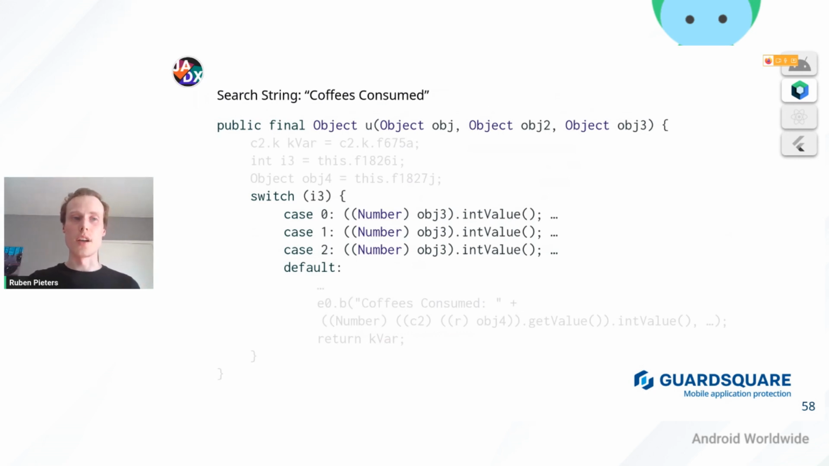And so if in my sample application I look for a string that might be interesting, like coffees consumed, for example, we're going to see this function u. It has an object output type, it has some object input types, and then we have the switch on i3 and so on. And eventually, in one of the cases, we have this coffees consumed string. So this isn't code that was literally part of my original app.